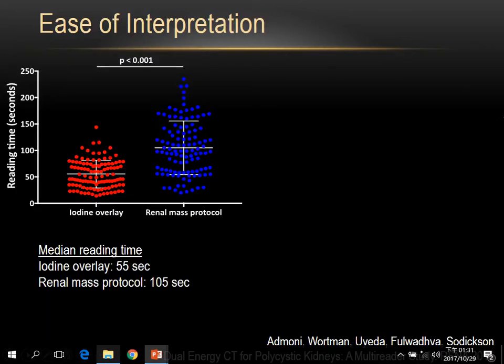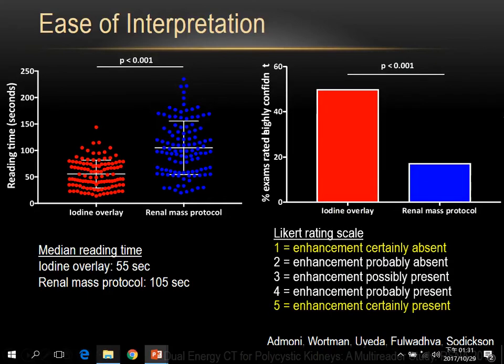We have shown this both with a reduction in interpretation time for these cases, but more importantly, I think, with an improvement in confidence in reading these cases. We found, in red here, that using our iodine images, our dual energy images, we had a much higher proportion of cases with the highest certainty scale, either enhancement definitely absent or enhancement definitely present, compared to conventional multi-phase renal mass protocol imaging.